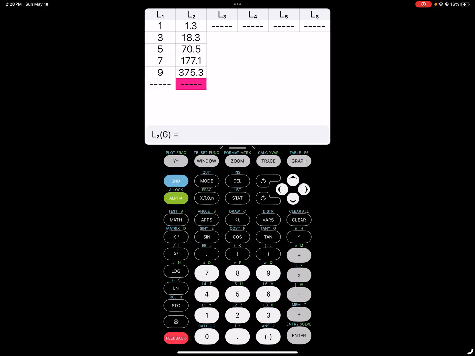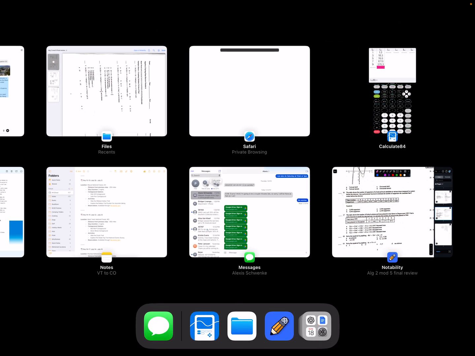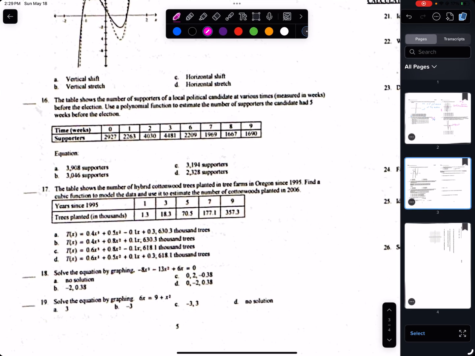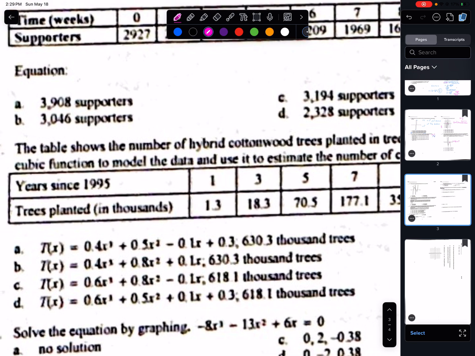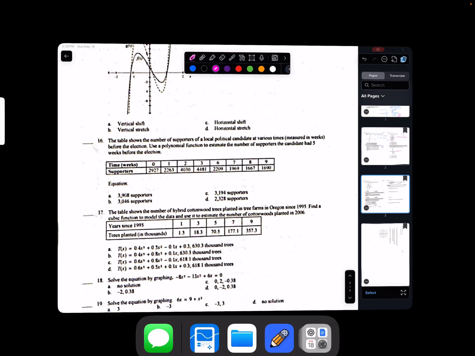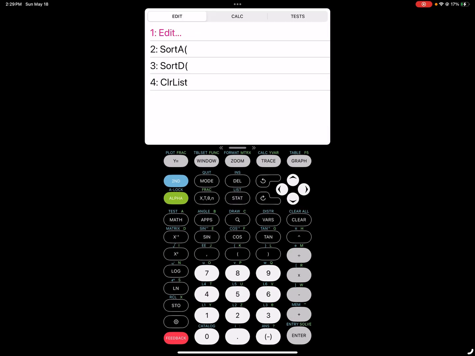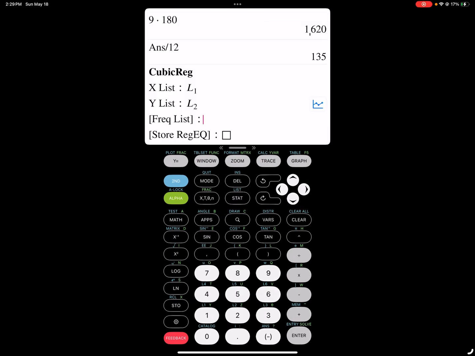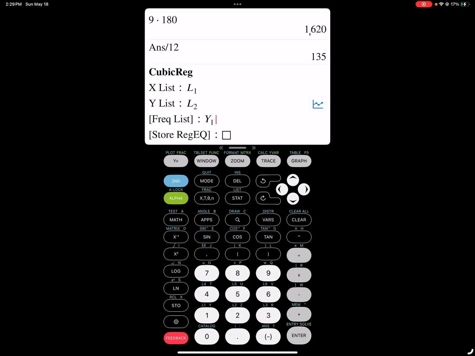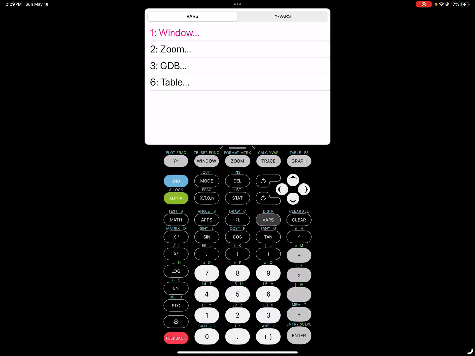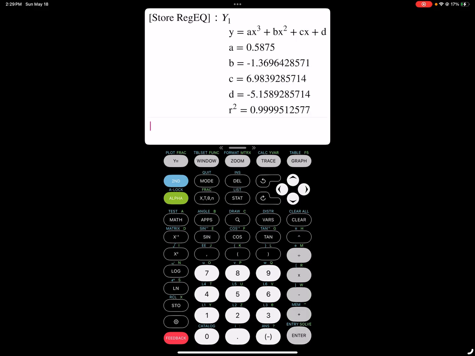We'll just make it go faster. Can you read that? 0.4x to the third plus 0.8x squared. Look how bad that is. All I needed was x to the third to know which regression, so I didn't have to do them all. So we go stat, calc, cubic, which is number 6. And we're going to go Y bars, function, enter. Oops, I didn't want to put it there. I want to put it here. Y bars, enter, enter, enter.